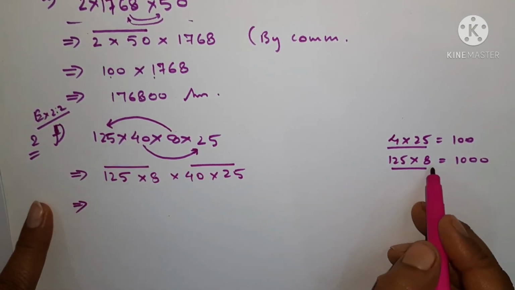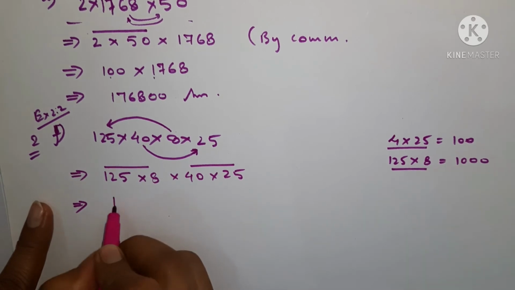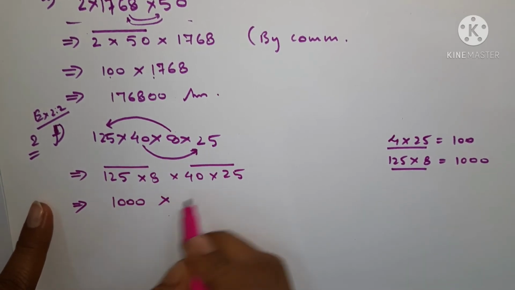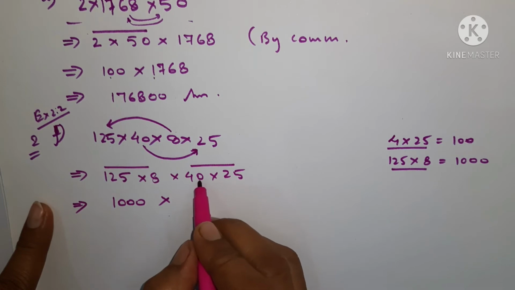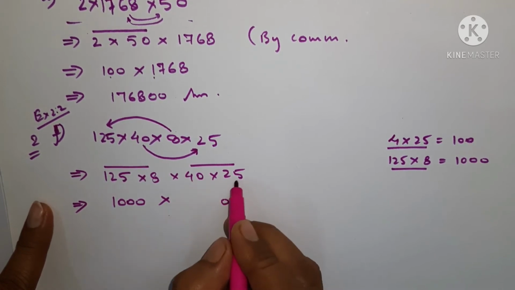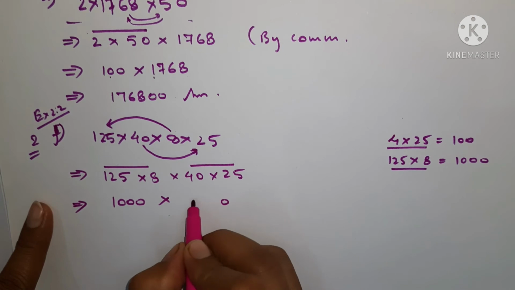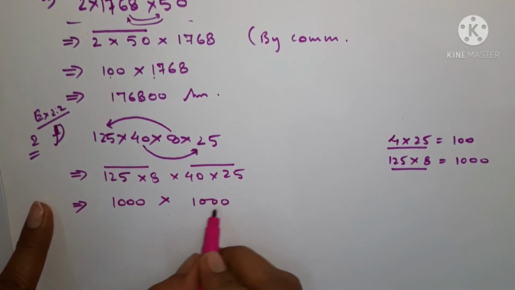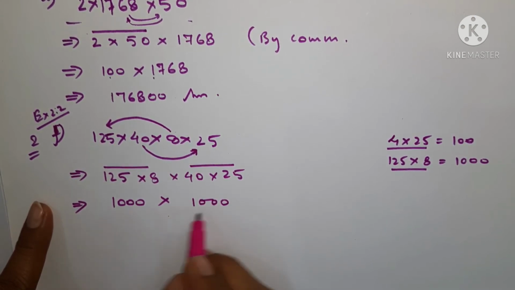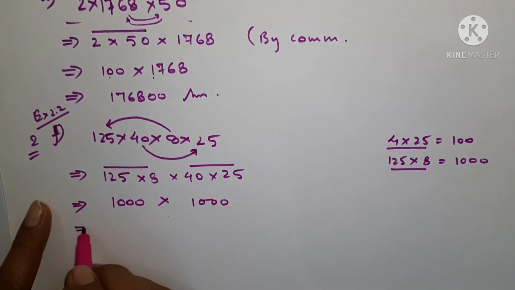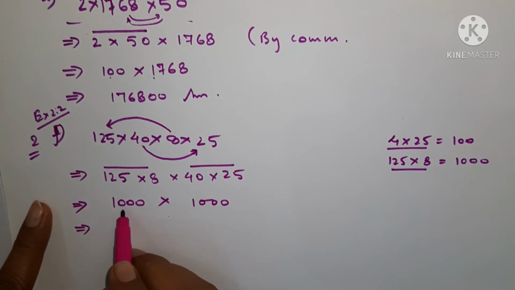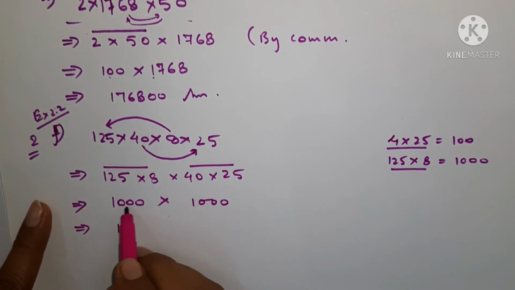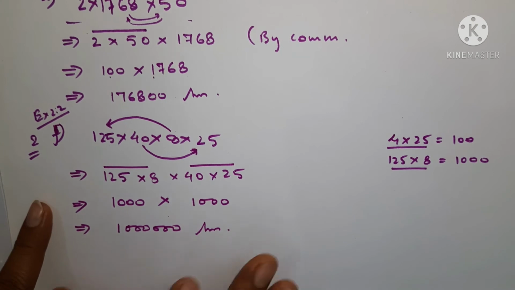Since we know that 125 into 8 is equal to 1000, you are getting here 1000 into 40 into 25. Since you are having a 0 here, let it be, and 4 into 25 is 100. So you are getting 1000 here. Now both the numbers are 1000 and 1000. It is so easy to calculate these two numbers. Simply count the number of zeros and write down 1 2 3, 1 2 3, 1 2 3 4 5 6. 6 zeros. Your answer is ready. Understood how to do?